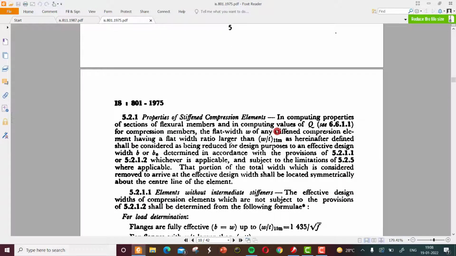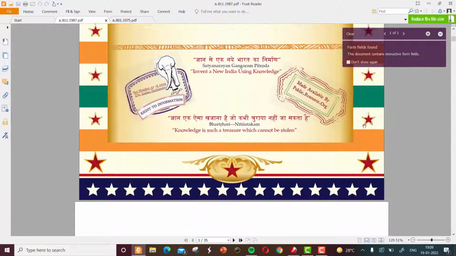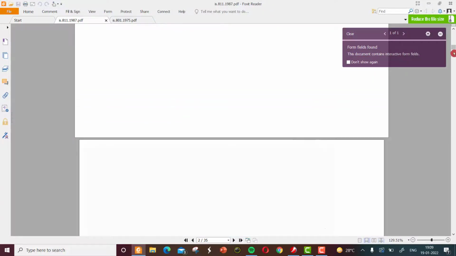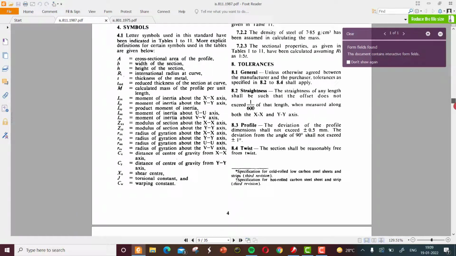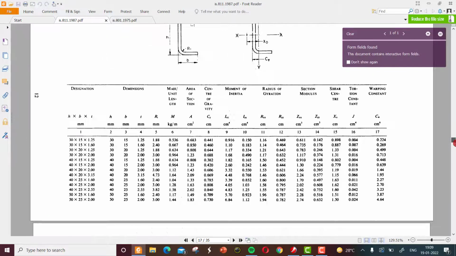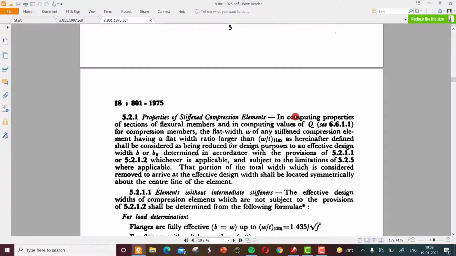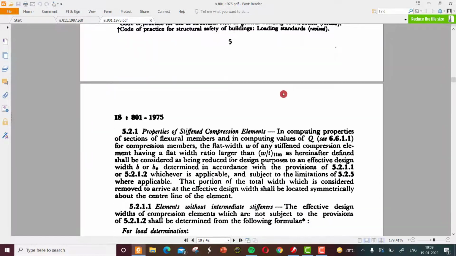Here I'll tell that we have the steel table which has the details regarding various sections of hot rolled steel. Similar to that, for cold formed steel, we have IS 811, which is the steel table for cold formed steel. When I scroll through, you can see different cold formed steel sections. Their properties are given in this code IS 811. So back to IS 801. That's about the properties of section.